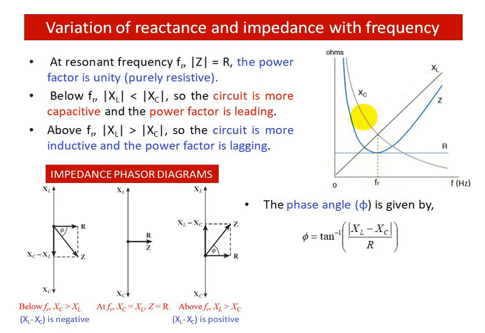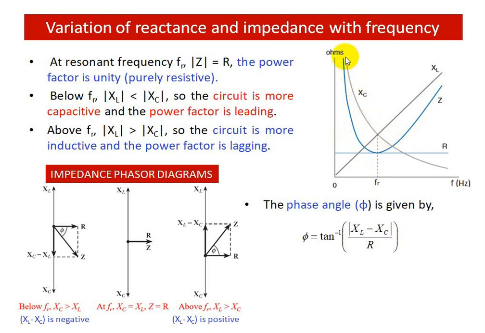Whereas capacitive reactance is given by 1 by 2 pi f C. It is inversely proportional to frequency. Therefore, at low frequencies, the value is very high. With the increase in frequency, XC decreases. And you can find that at a particular frequency, both curves meet at this point. It implies that XC equals XL at this point, and this frequency we call the resonant frequency.